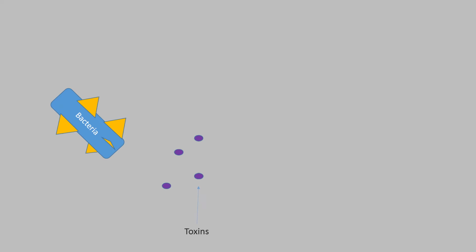Now, what we need to do is use an immune cell that is going to respond to both the pathogen, in this case a bacteria, and the toxin, because we need to stop the toxin harming you. The immune cells that are involved in this are what we call lymphocytes.